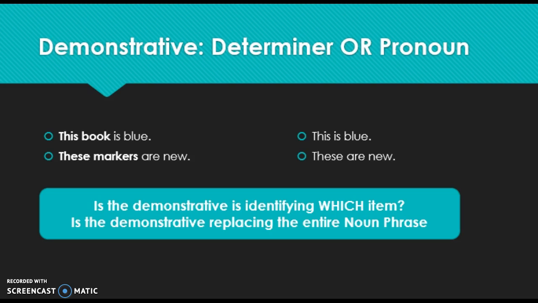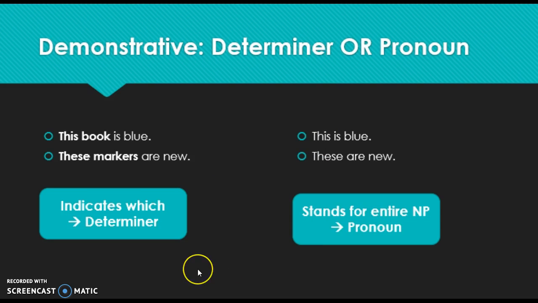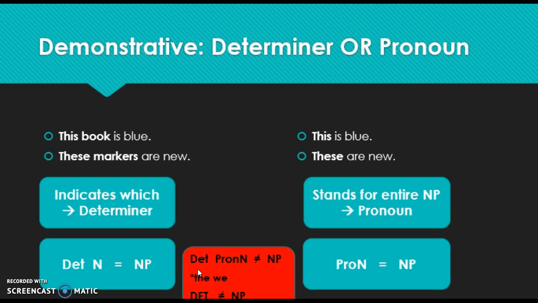If we just say this is blue, we mean this object, right, that is unnamed. And in this case, we can see that in the examples with this and these, the demonstrative is a determiner, and in the examples on the right, the demonstrative is standing for an entire noun phrase. So it's functioning as a pronoun in these sentences.